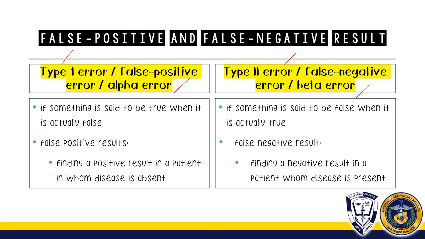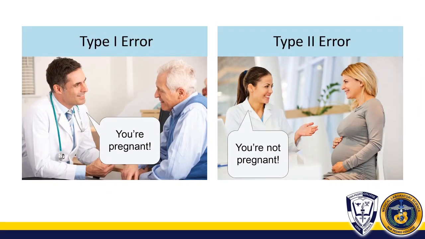So to give you a very direct and easy to remember example about the difference of your false positive and your false negative error or results, take a look at this image. Try to look at your type 1 error first. The physician tells an old male, you're pregnant. Which is actually very funny, right? Because can an old man get pregnant? Well, of course not. Then that is a false positive, telling your patient that you have this certain condition when in fact they do not.